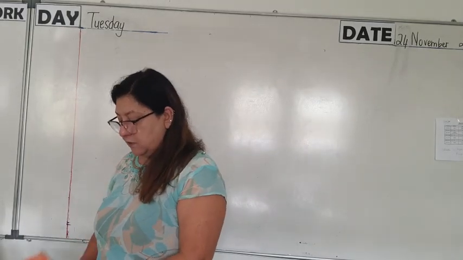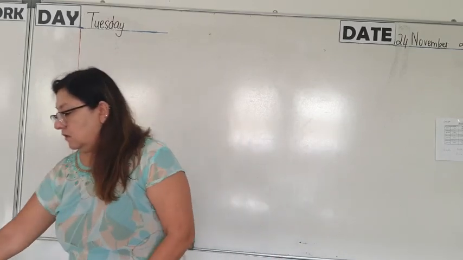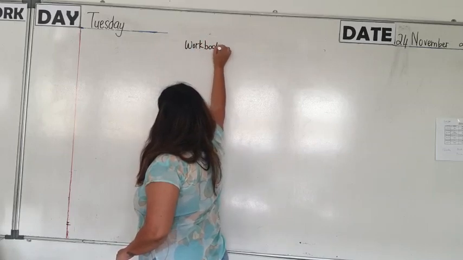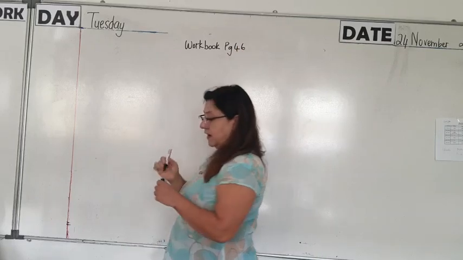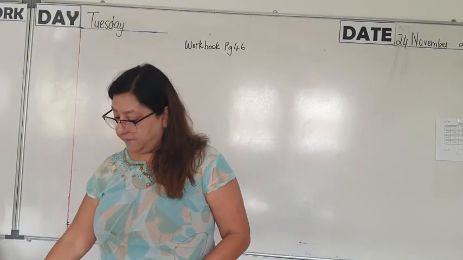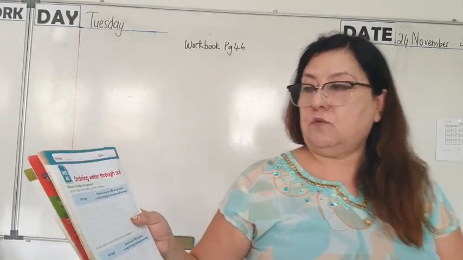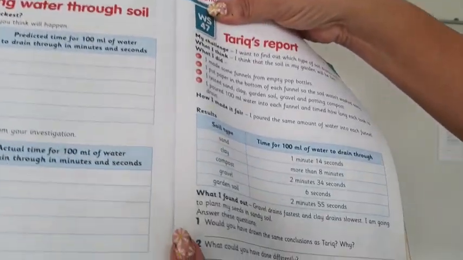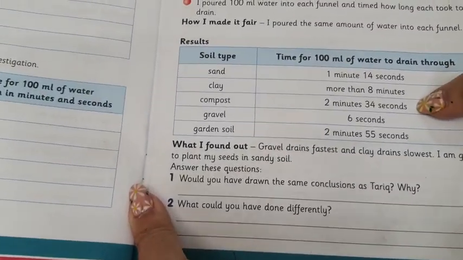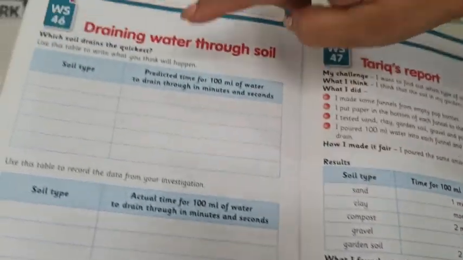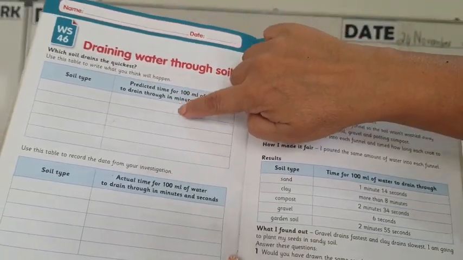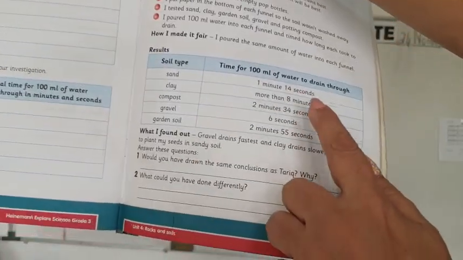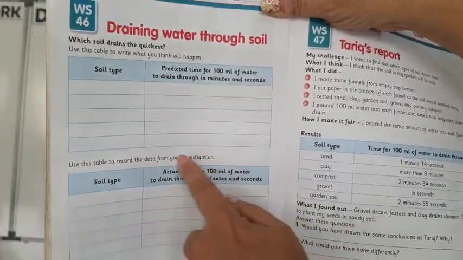Now in your workbook, page 46, I'm just writing down the page so that you can see. Write today's day and date, and you need to copy the table. Now, which soil drains the quickest? The table is over here on page 47. This table needs to be copied here, on the first part. Copy the table from here to here.